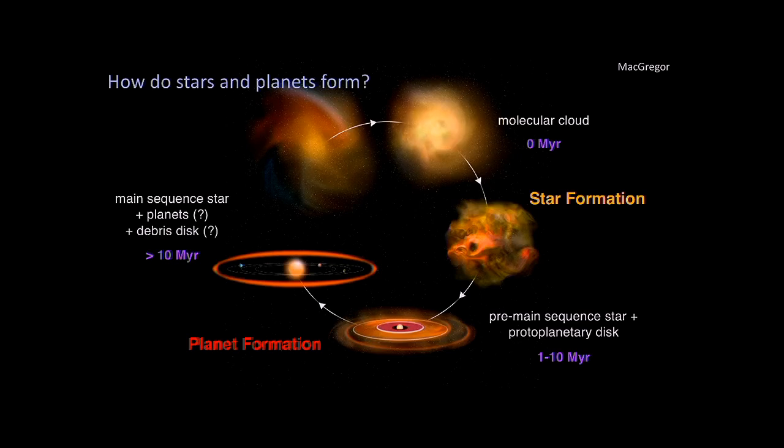Most of the material from these disks gets cleared away on a timescale that is nebulously referred to here as 1 to 10 million years. We don't actually understand the timescale of planet formation that well. We know that planets start forming quickly, but we don't actually know how long we have to form them. Eventually, this material gets cleared, and what we're left with is our main sequence star, anything that's left over, which we call a debris disk, and our mature planetary system.